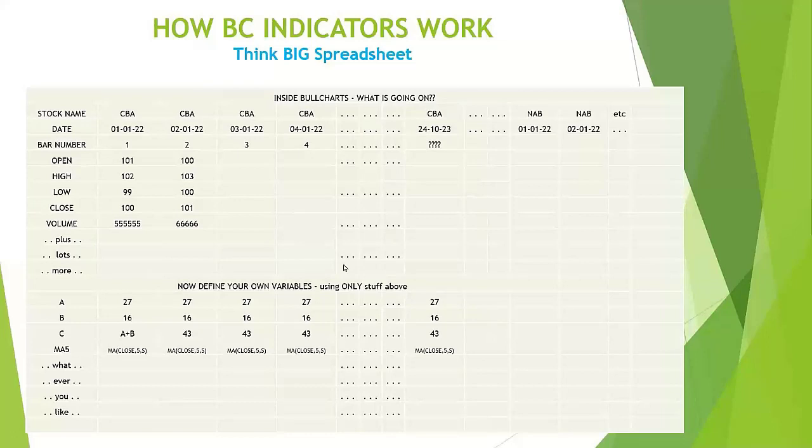So I've defined a variable A. I've said it's 27. I define variable B. It's 16. I've defined variable C. It's A plus B, that's the formula, which is 43, and so on. And you can then go on to define other things like MA5, that moving average 5, defined as a formula, moving average of the close, 5, and S for simple. As you go into the indicator, you start to define more and more complex variables that are of use to you within your indicator. So that's the background that is hidden within bull charts when you come to write an indicator.